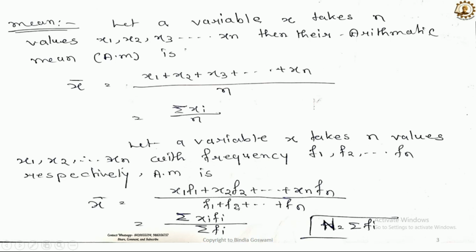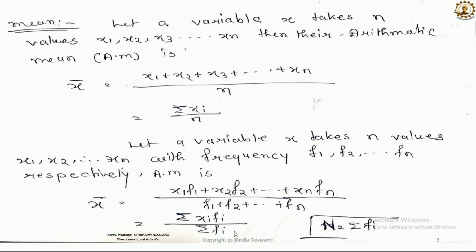And this is the with frequency formula. Let a variable x take values x1 to xn with frequencies f1, f2 dot fn. So similarly x bar equals x1 f1, where the frequency is multiplied with x, x1 f1 plus x2 f2 plus dot xn fn. That is the summation of xi fi divided by summation of f or summation of n. This is the formula of mean.